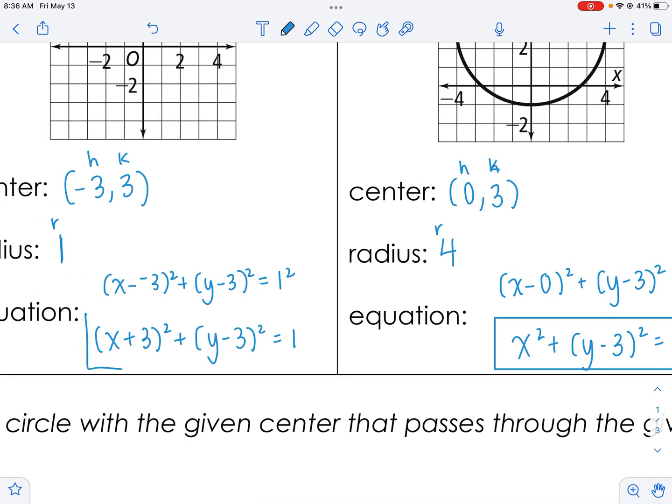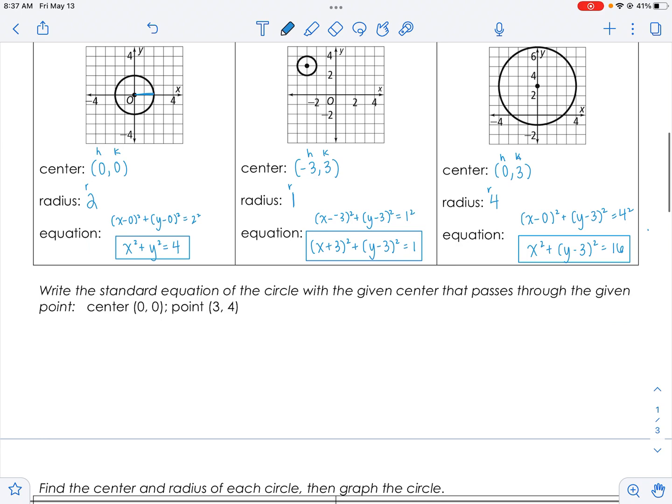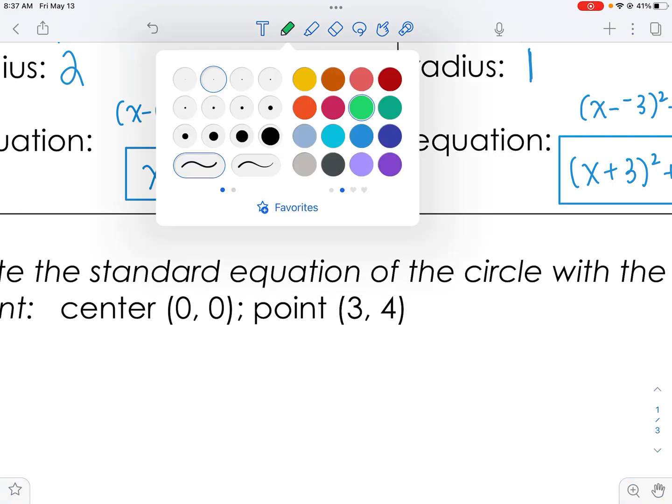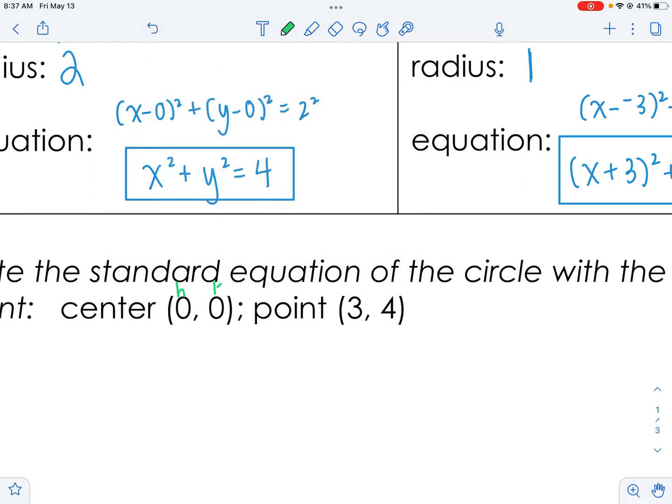So all of this really boils down to, can you follow the formula? So can you follow the formula? So this next one says, write the equation with the given center. So we know where the center is. The center is our h, k, but then they gave us a point.